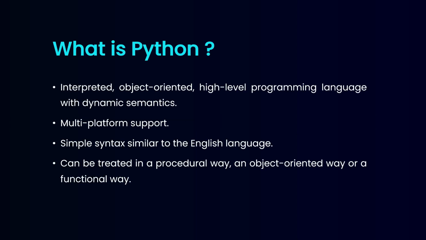So, what is Python? Python is an interpreted, object-oriented, high-level programming language with dynamic semantics. Dynamic semantics means that the meaning of the sentences are not propositions, but rather there are functions that alter the context we wrote in the code. It has multi-platform support. Its syntax is simple and similar to the English language. It can be treated in a procedural way, an object-oriented way, or a functional way.